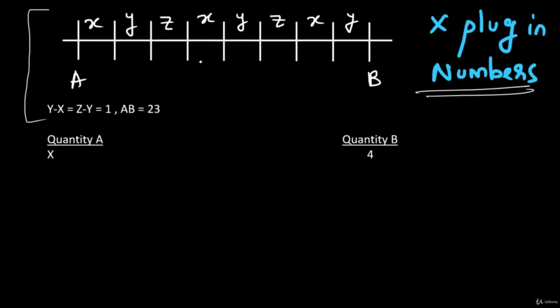Now let's explore this. It's given that Y minus X is equal to 1, right? Therefore, X will be Y minus 1, right? So over here, remember Y minus X is equal to 1.